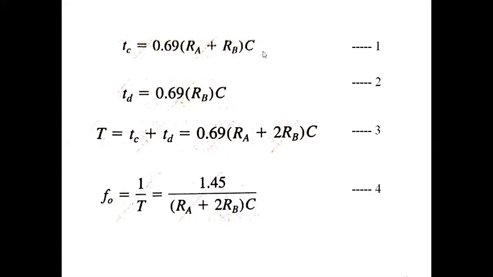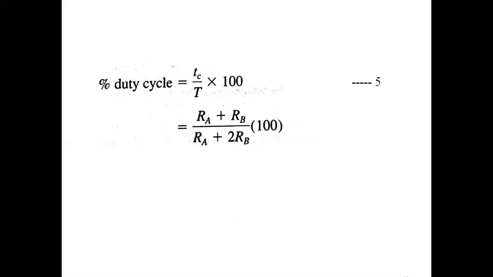One more term we can calculate for the astable multivibrator is called the duty cycle. How can we calculate the duty cycle? The duty cycle is a word mainly used with the astable multivibrator. The duty cycle is the ratio of the time Tc during which the output is high to the total time period T.